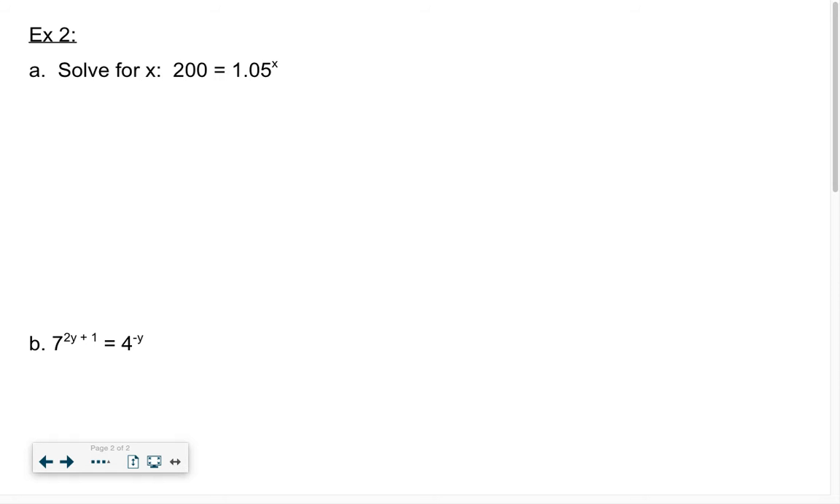So now what do we need to use? What do we use when the variable's in the exponent? One of the favorite concepts that we've worked with this year: logarithms.